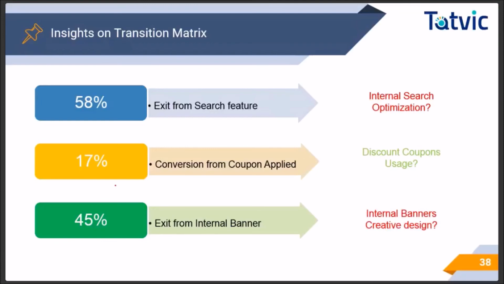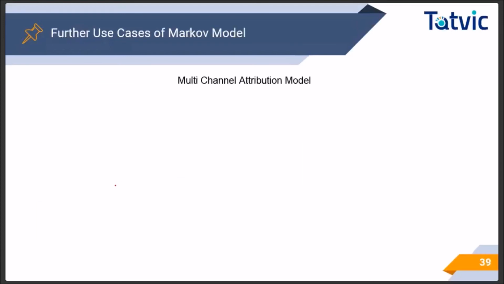I need to task my marketing team: yes, boss, there is some problem with our internal banners. You need to check this out. You need to correct this, because I am losing a lot of conversions from here. Correct? Okay. Can I use this Markov model for anything else?